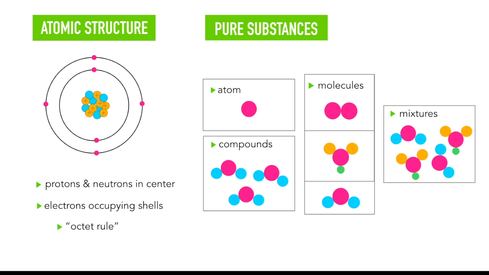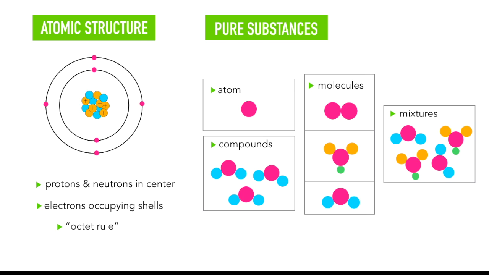Now let's look at the left part. We're going to talk about the atomic structure. Atoms have protons and neutrons in the center. In this case, it has 6 protons and 6 neutrons, and the blue parts are the neutrons, the orangish parts are the protons. Then it has the electrons. Electrons are represented by the pink circles on the outside, and they occupy shells.